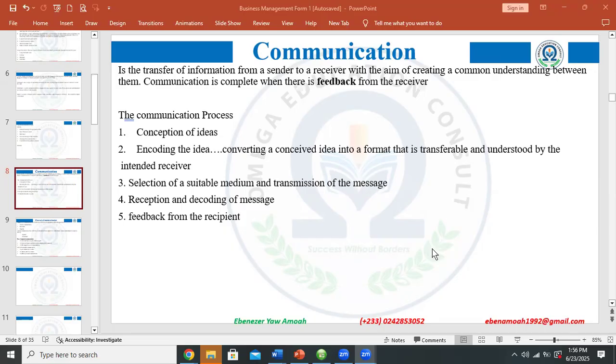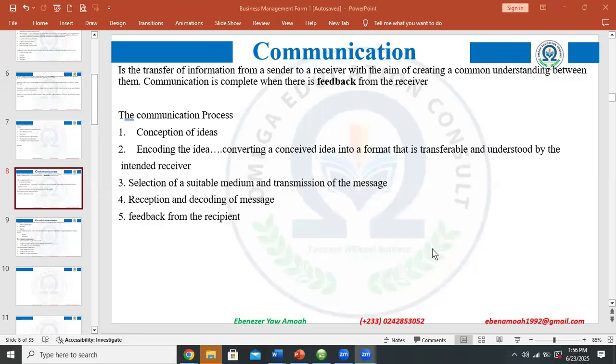Okay, so we started with communication, and then we took an example of students wanting to call home and get something. So from that, we derived a definition of communication as the transfer of information from the sender to the receiver with the aim of creating a common understanding between them. We also made the point that communication is complete when there is feedback from the receiver.